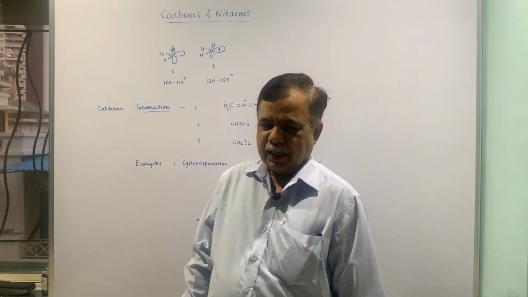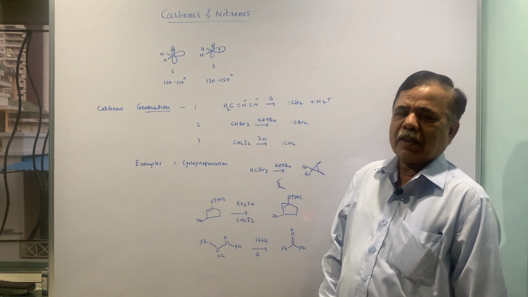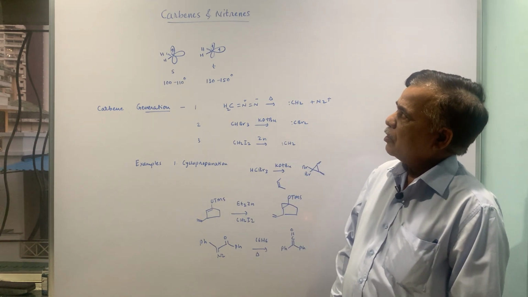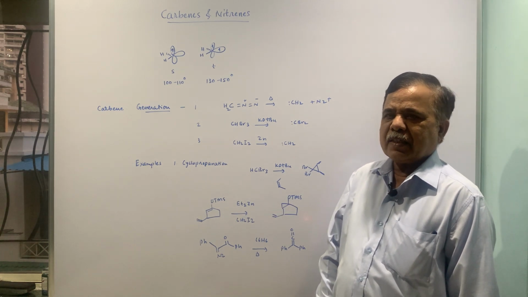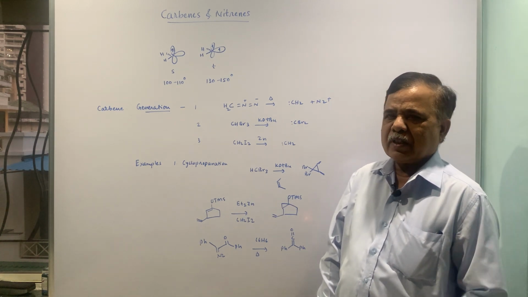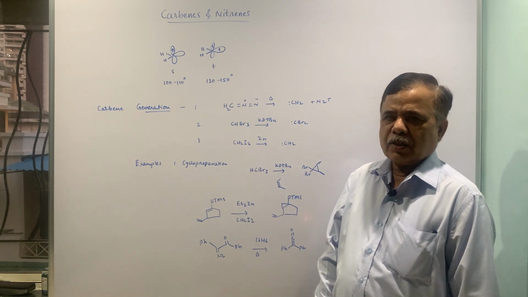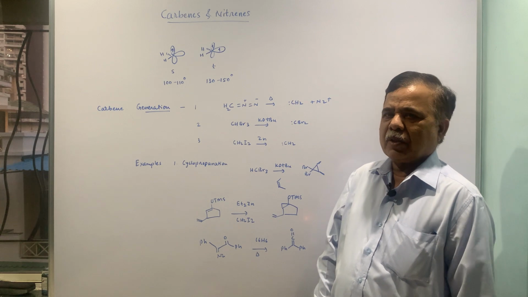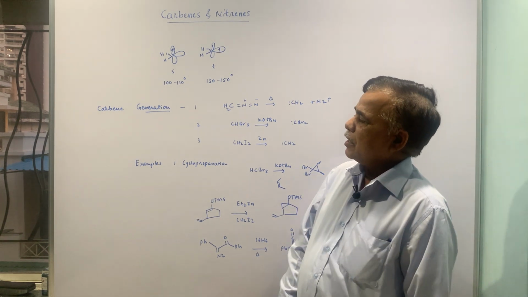We are looking at various reactive intermediates involved in organic transformations. So today we are going to have a look at carbenes and nitrenes, at least the methods of preparation and the principal reactions, and maybe in the next lecture we will have more examples based on these two reactive intermediates.